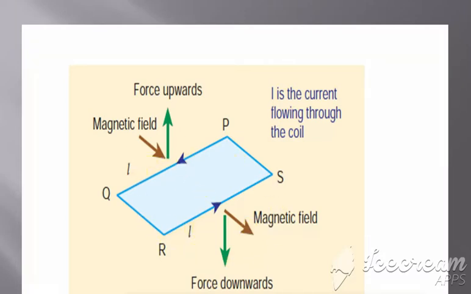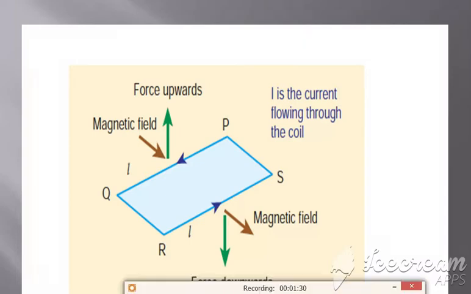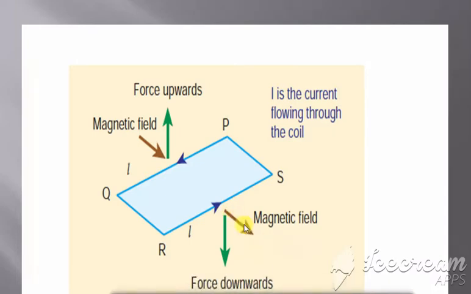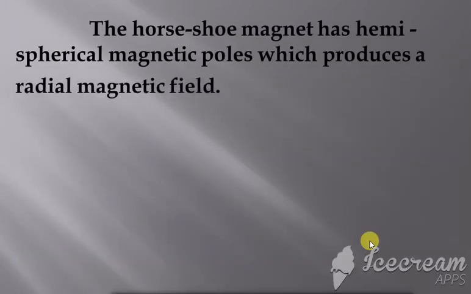Then next is, so this is PQRS and this has a length L and it carries a current. ஸோ இதில் வந்து magnetic field எப்படி இருக்குன்னு பார்த்தீங்கன்னா it is always perpendicular. Okay, then இதில் I தான் currentன்னு சொல்லிட்டோம். இந்த இடத்துல பார்த்தீங்கன்னா force is acting in the upward direction. Okay, while you see in this place the force is acting in the downward direction. Yes, clear with this? Okay, so current I. Yes, then next is the horseshoe magnet has hemispherical magnetic poles which produce a radial magnetic field.